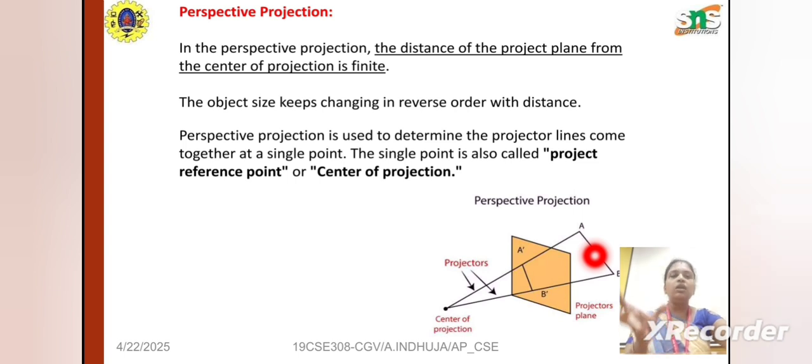So the real world object size we cannot project on the screen exactly as it is, but we can depict something similar and get it onto the screen. So this type of projection is called perspective projection.